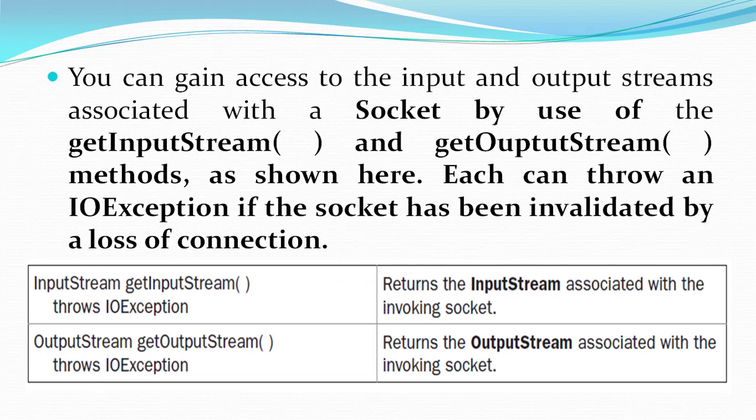We can gain access to the input and output streams associated with a socket by use of the getInputStream and getOutputStream methods. Each can throw an IOException if the socket has been invalidated by a loss of connection. First, InputStream getInputStream throws IOException, which returns the input stream associated with the invoking socket. OutputStream getOutputStream throws IOException, which returns the output stream associated with the invoking socket.